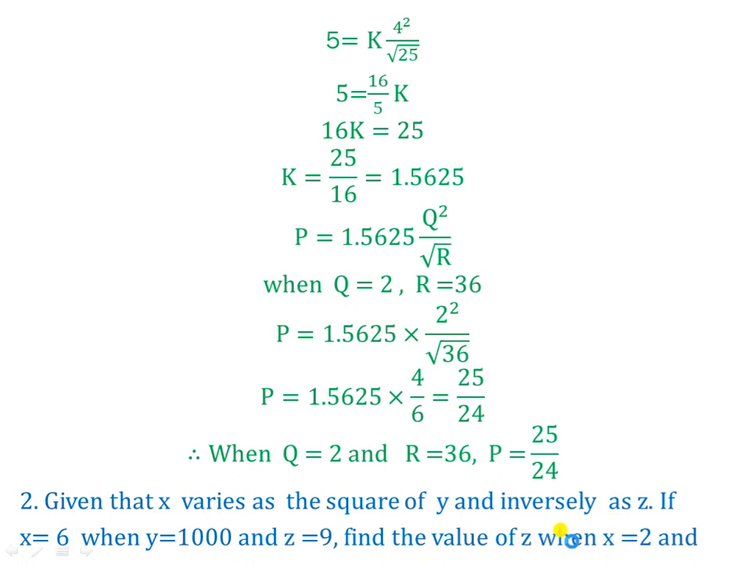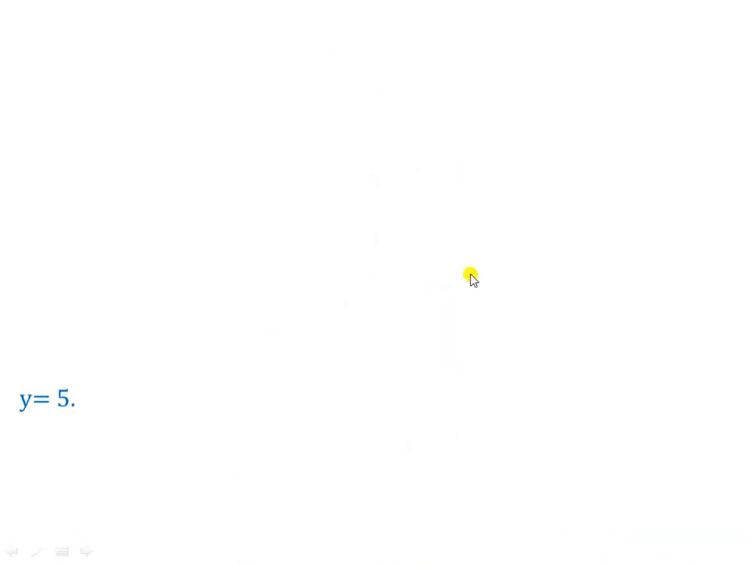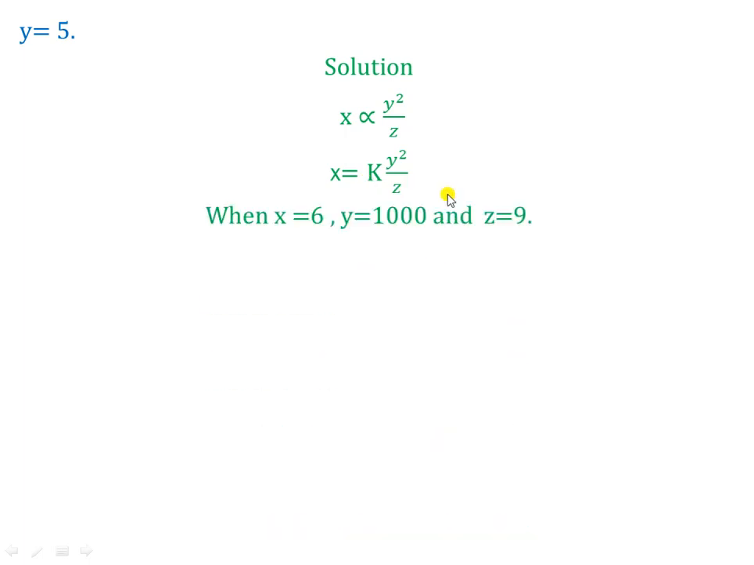When you combine the two variations, you will come up with a comprehensive or the joint variation, which is given as x proportional to y squared out of z. Then we simply go on and remove the proportionality sign by introducing what we call our proportionality constant. Then at this level, we substitute for the conditions given. Remember, they gave us x as 6, y as 1000, and z as 9. So when you do the substitution, I will have 6 for x, 1000 for y, and 9 for z.